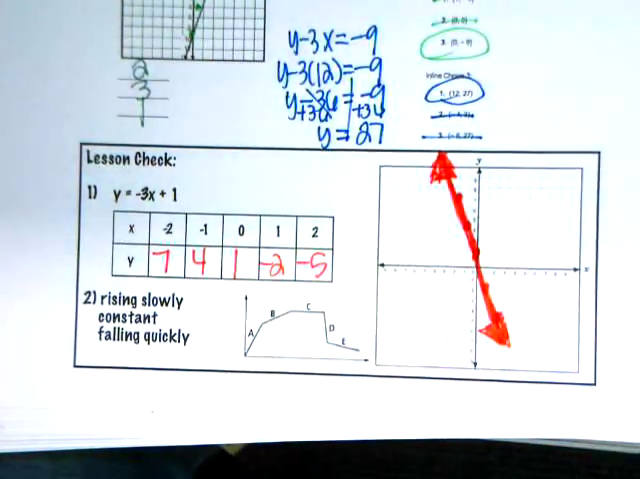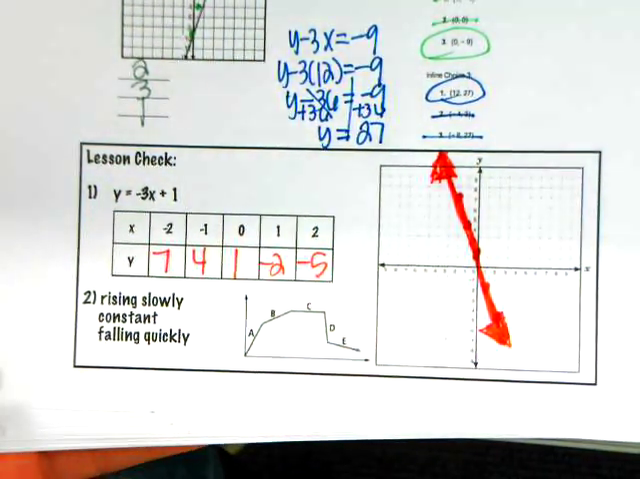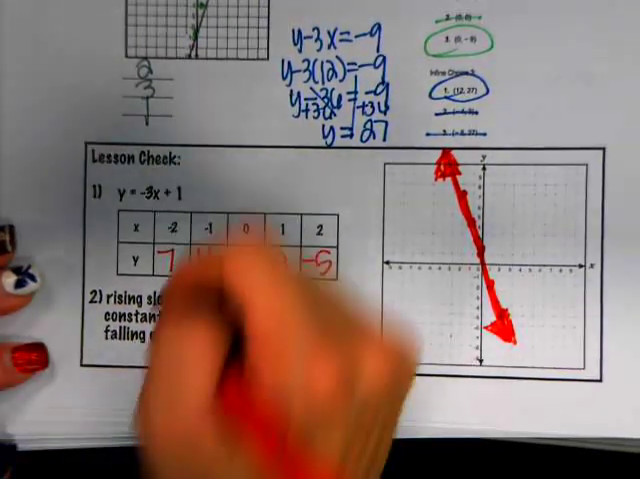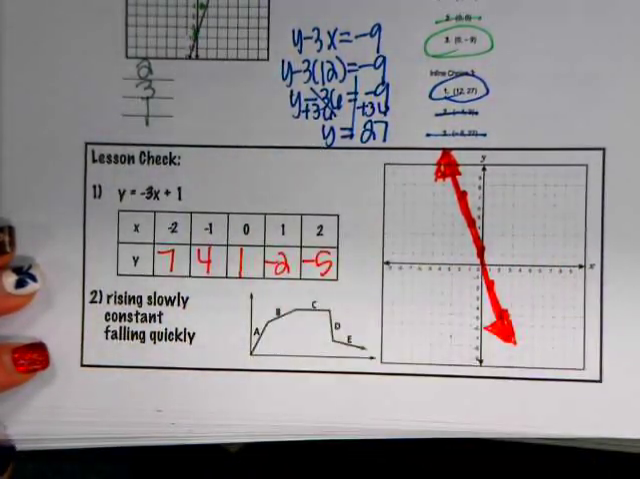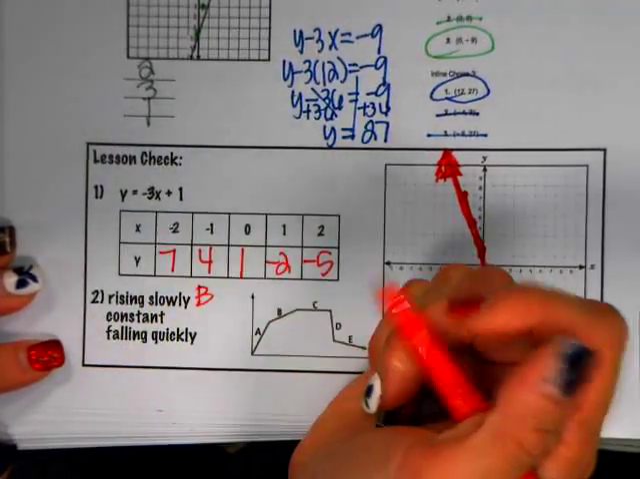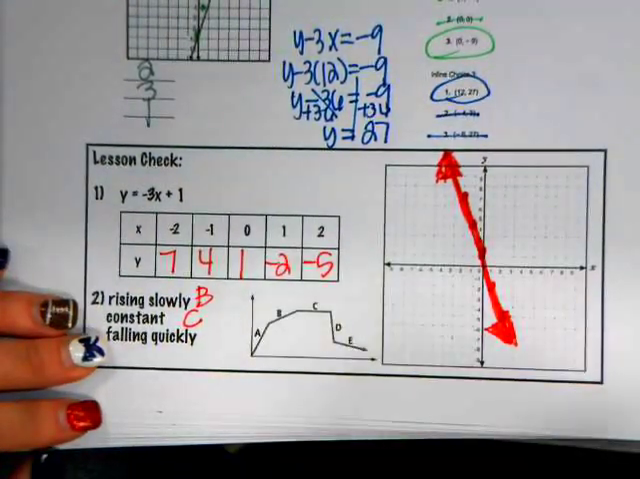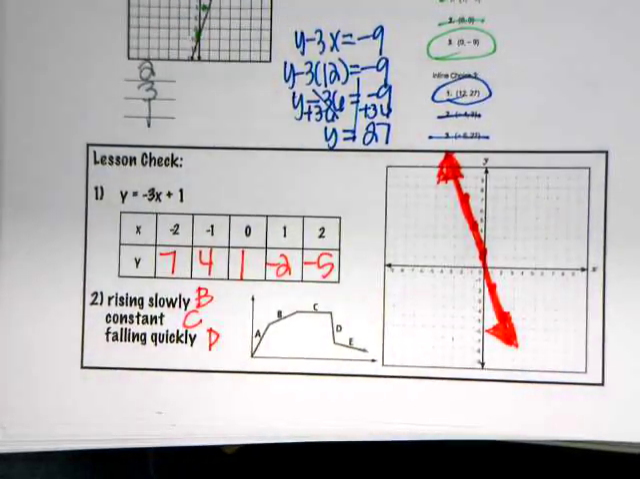Okay. All right. Rising slowly, constant, falling quickly. So what do you guys get for rising slowly? So that one's gonna be B. And then constant, C, and then falling quickly. Yep.